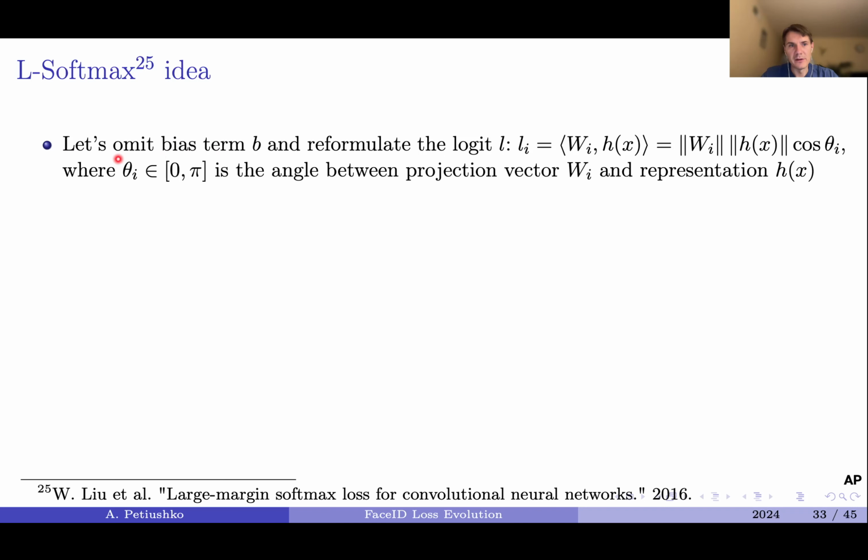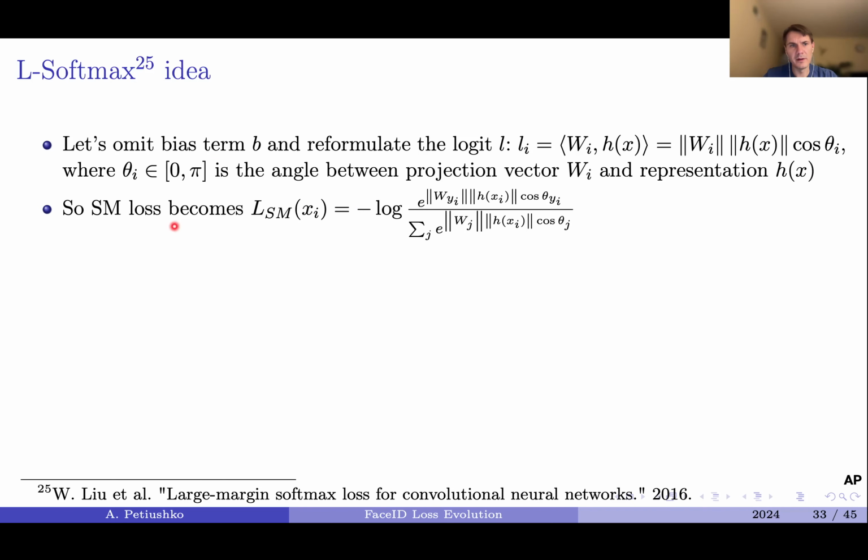Again, let's omit the bias term. We already did it, I guess, for norm face. And reformulate the logit. Logit Li is equal to the dot product of Wi and h of x. And again, the dot product is a multiplication of the norms multiplied by the cosine of the angle between these two vectors Wi and h of x. And this theta i is in the closed interval from 0 to pi. And this is the angle between this projection vector Wi and the representation h of x.